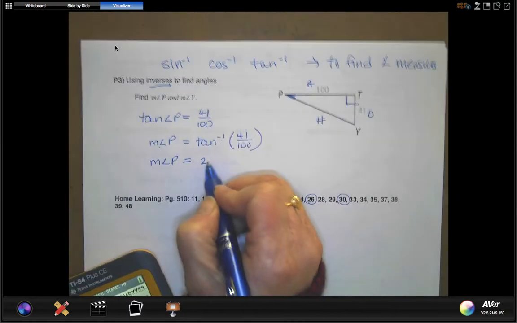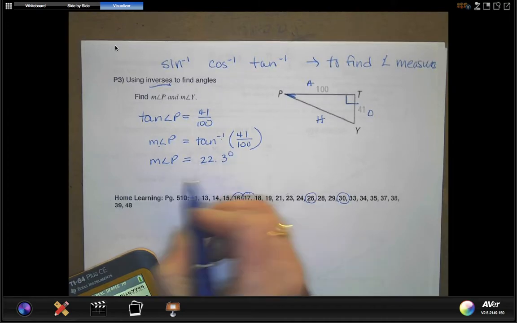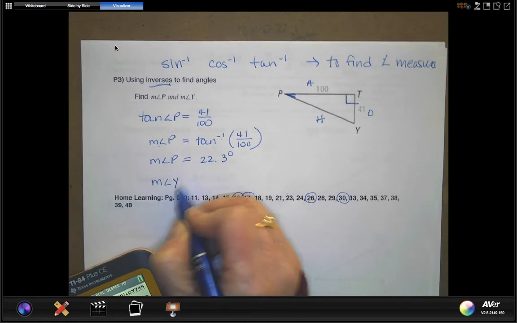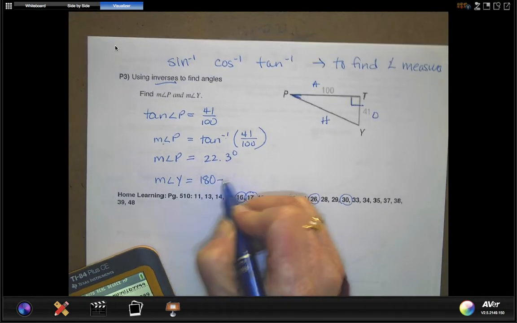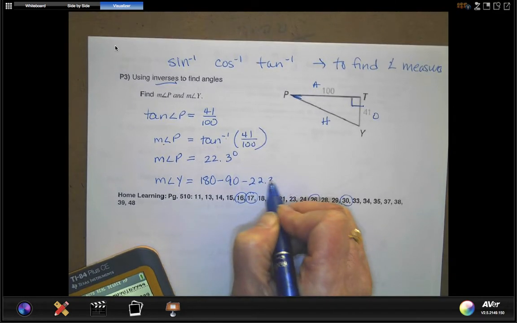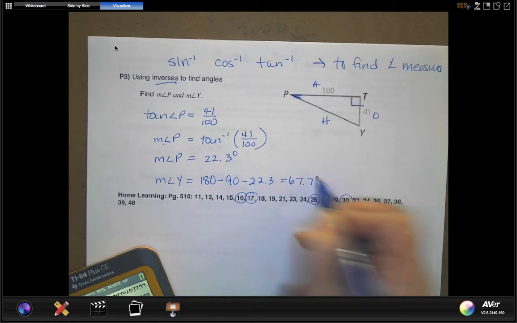Okay, when you do this, you could just find the measure of angle y by doing 180 minus the 90 minus the 22.3, so then you get 67.7.